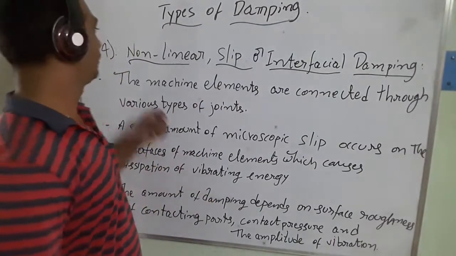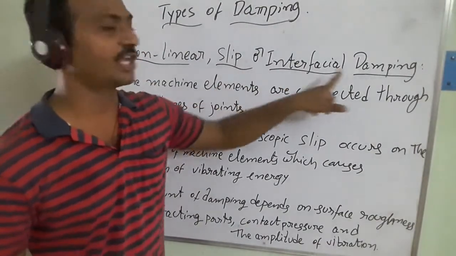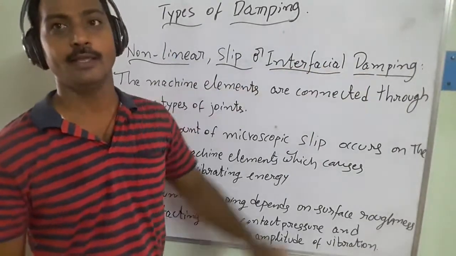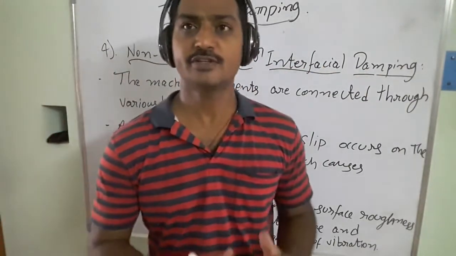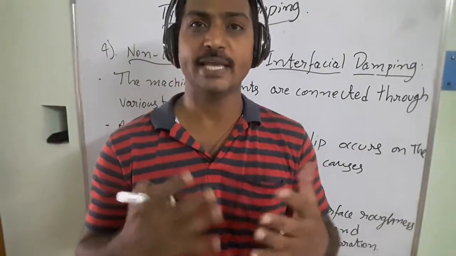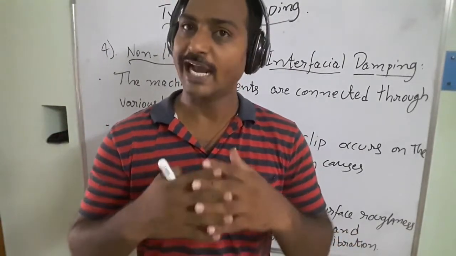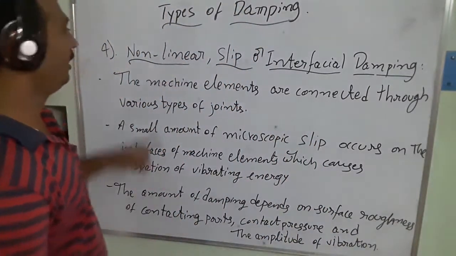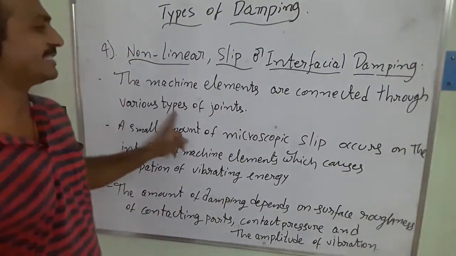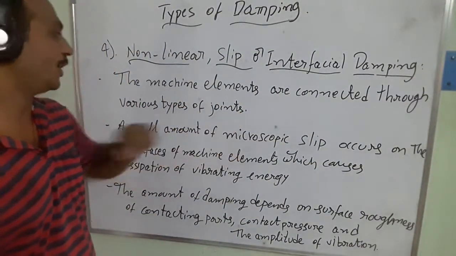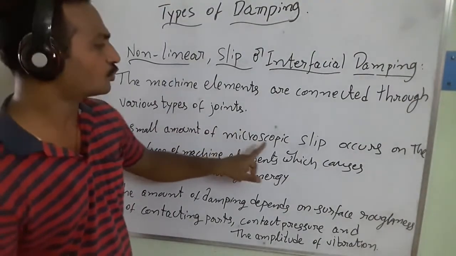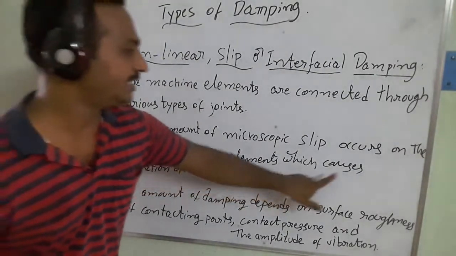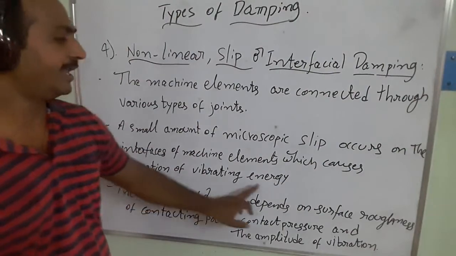Now the fourth one, nonlinear slip or interfacial damping. In this case, what will happen? We know most mechanical systems are a combination of kinematic pairs or kinematic chains, and the kinematic pairs are connected by various types of joints. So the machine elements are connected through various joints. In those joints, a small amount of microscopic slip occurs at the interfaces of the machine elements, which causes a dissipation of vibrating energy.